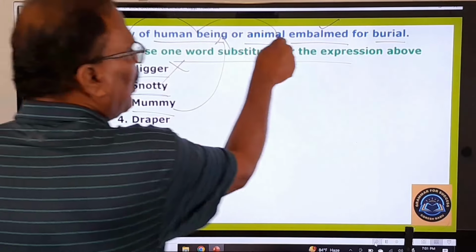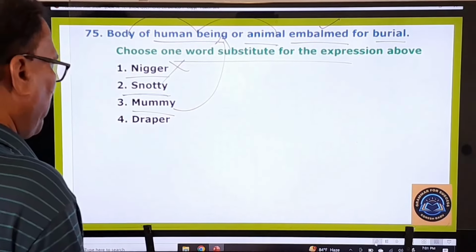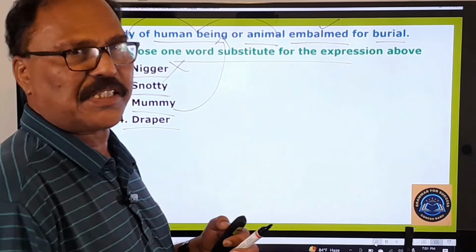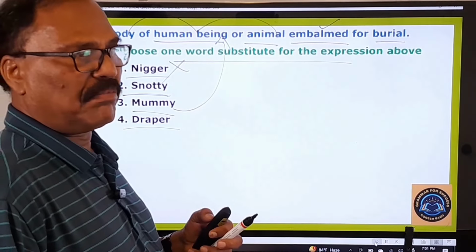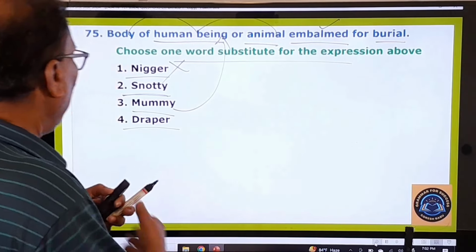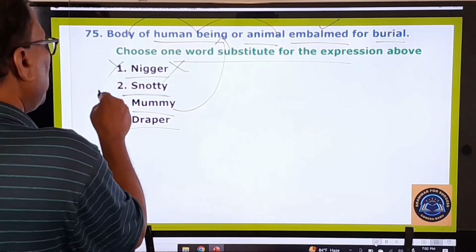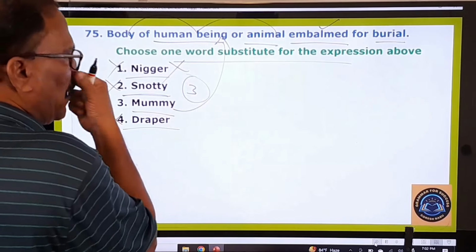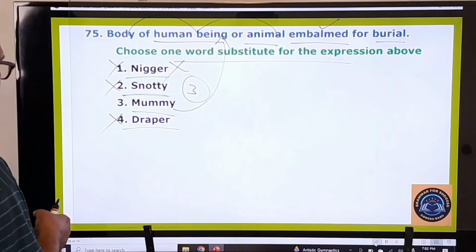Mummy, this is that meaning. Body of human being or animal embalmed for burial is called mummy. And draper is that. Draper means one who deals in cloth business. వస్త్ర వ్యాపారం చేసేవాడిని డ్రేపర్ అంటాం. Okay, and here these are the 4 words, and first one is not the right one, second one is not the right one, fourth one is not the right one, only the third one is the right one. You go to the 76th question.